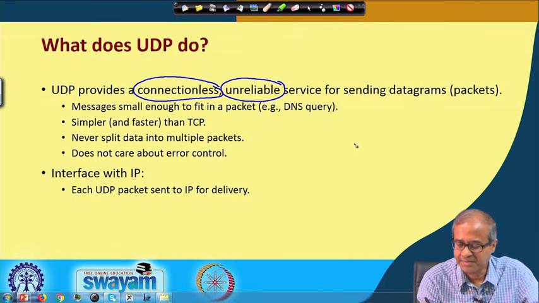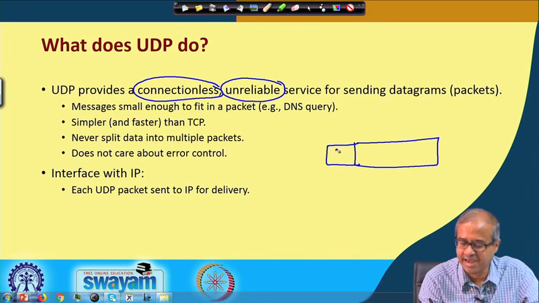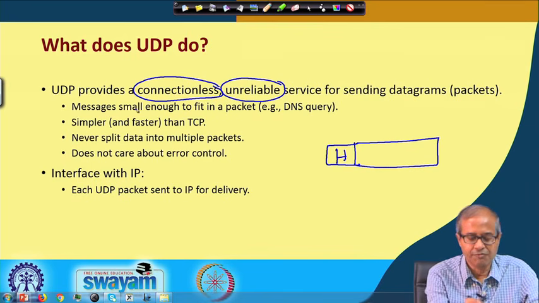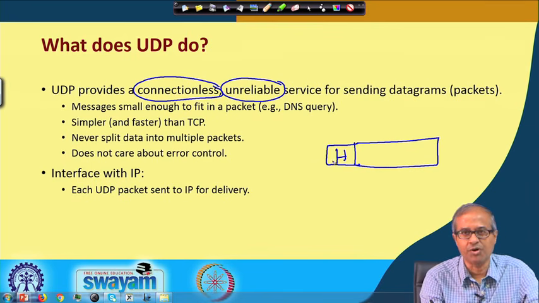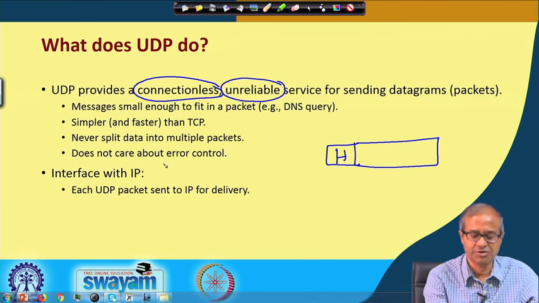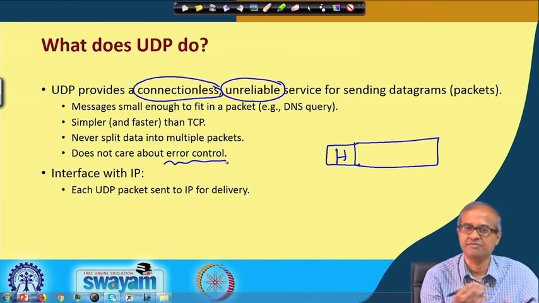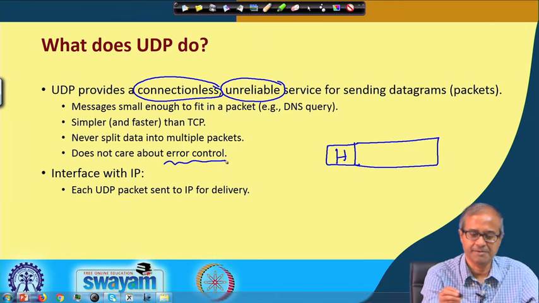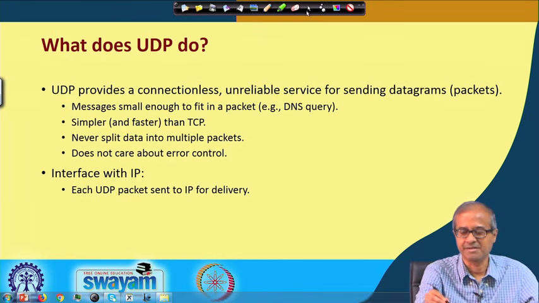You see, as I told you, with each data some headers get added. For UDP the header is small, for TCP the header is much bigger. That is one way you can understand why it is faster. And it does not care about error control. If there is an error, let it be. Some packets are lost, fine. So, it does not care about it, all right, fine.